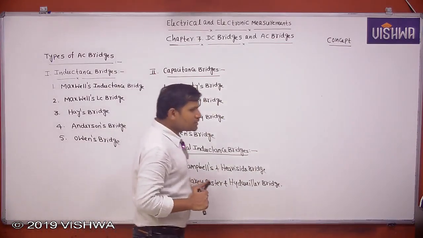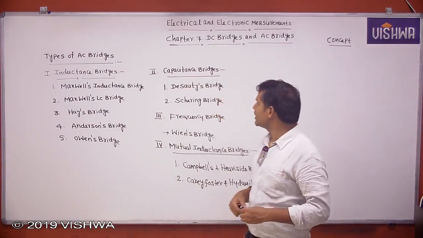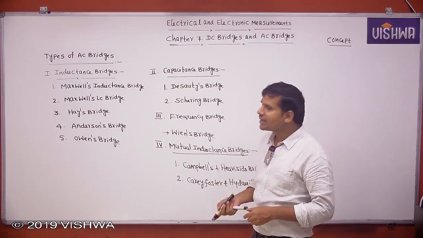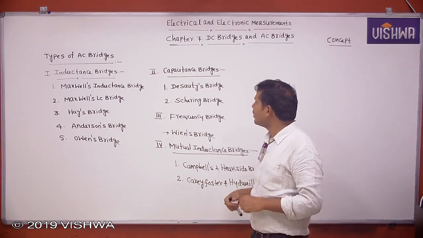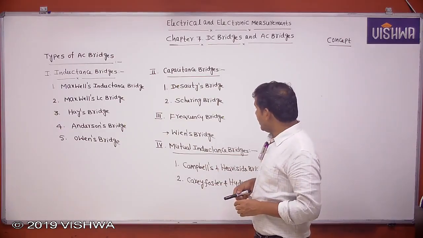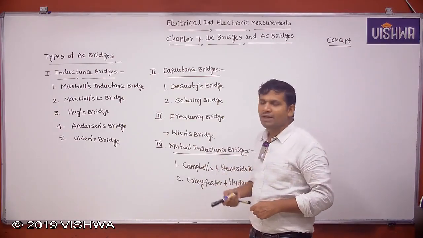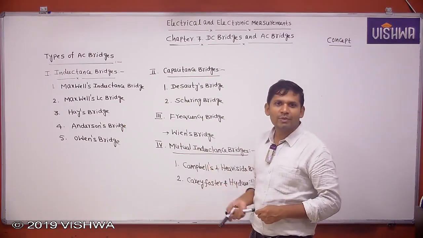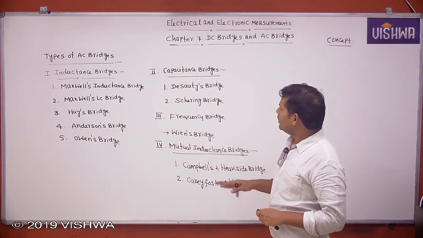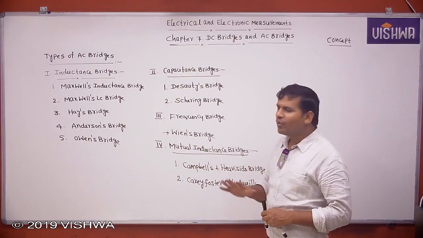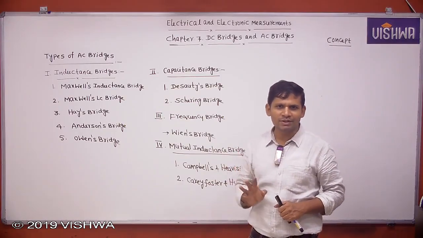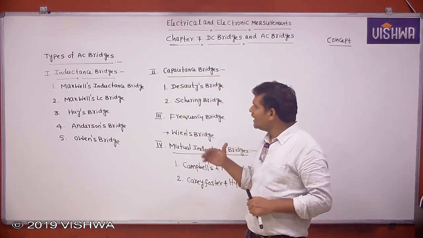One model of questions asked in competitive exams based on this concept is: which of the following bridges is used for measurement of inductance? Which of the following bridges is used for measurement of capacitance? Wien's bridge is used for measurement of dash. Owen's bridge is used for measurement of dash. That type of questions are asked in competitive exams. To solve those questions, one method is you can memorize all these bridges, then you can answer. That is one way to answer. But you can go for the elimination method also.